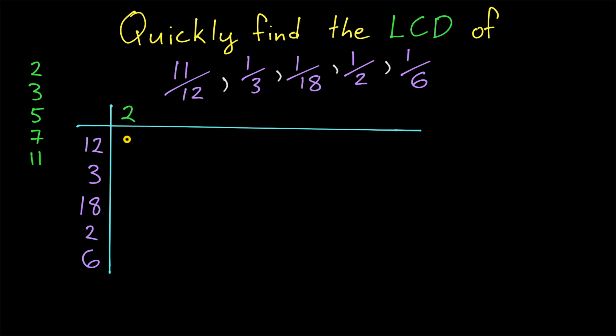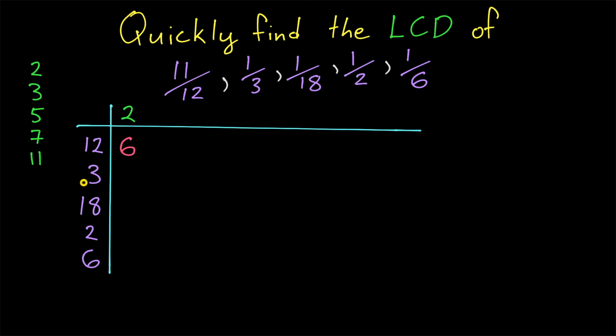And now, underneath the 2, for every one of the denominators, if that denominator is divisible by 2, write the result of the division of that denominator by 2. And if that denominator is not divisible by 2, just go ahead and write that denominator. So like in the first case here, we have 12. 12 is divisible by 2. So take 12 divided by 2 and write the result in the column over here. So you're going to get a 6.